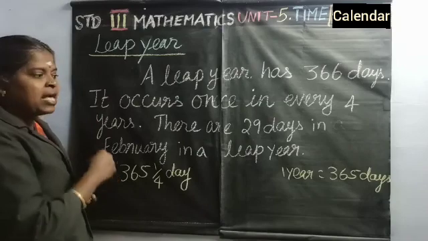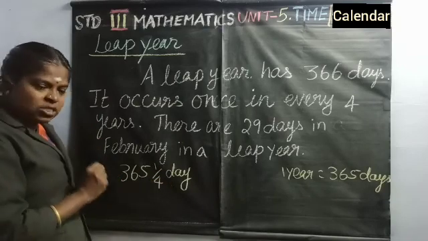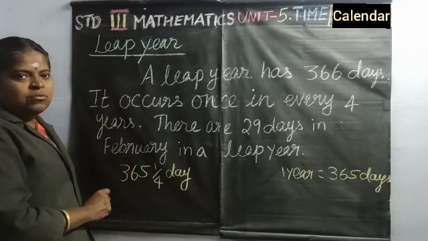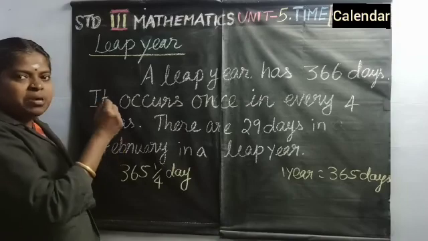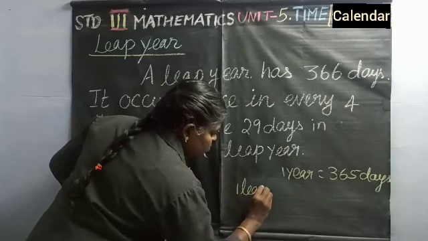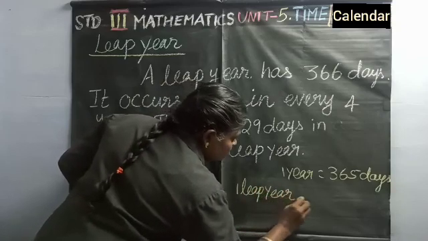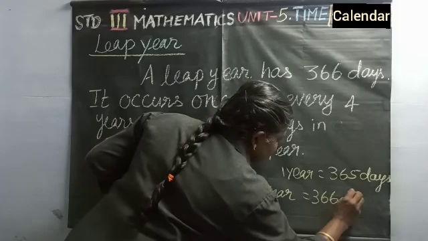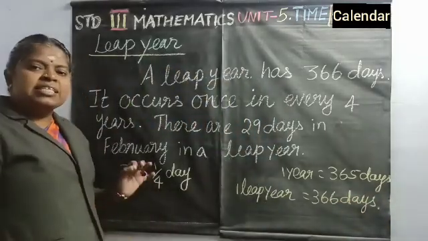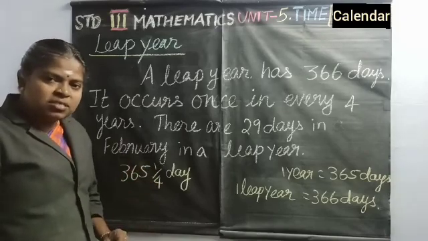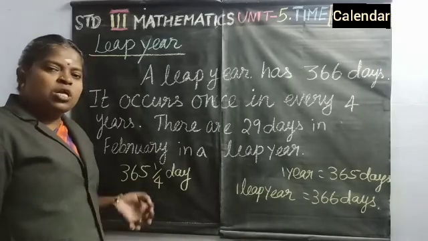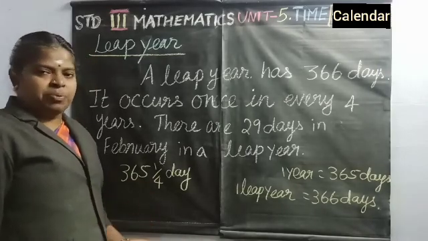That 1 day is added to February month. That's why February has 29 days in a leap year. So leap year has how many days? Leap year has 366 days. 1 leap year equal to 366 days. So 2016 was a leap year. 2020 is a leap year. 2024 will be the next leap year.